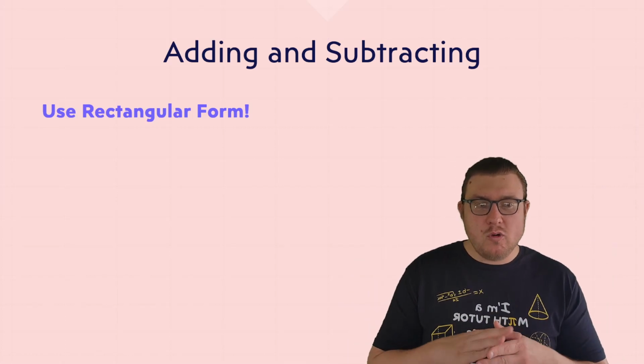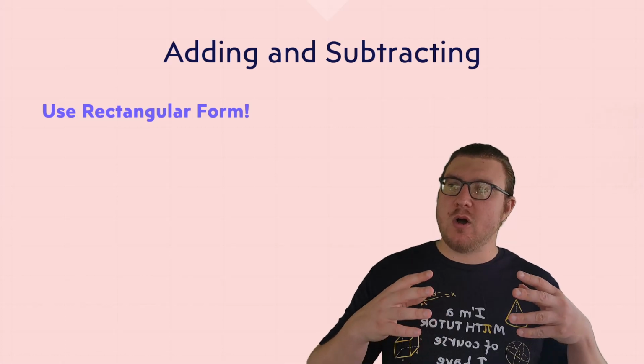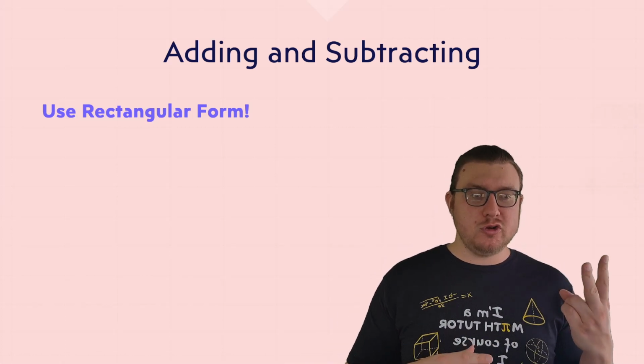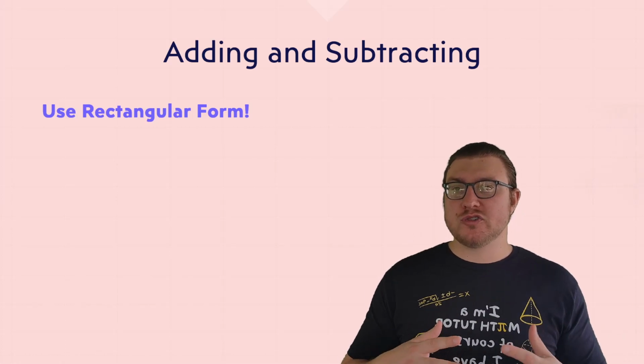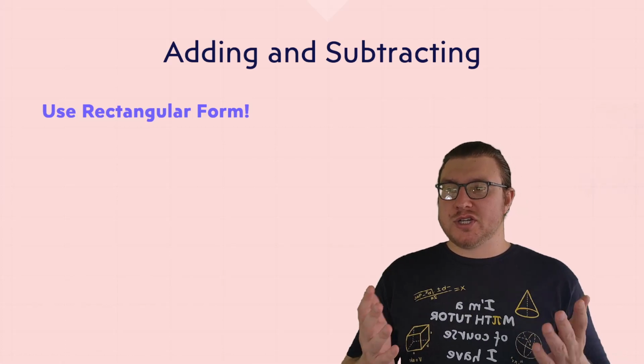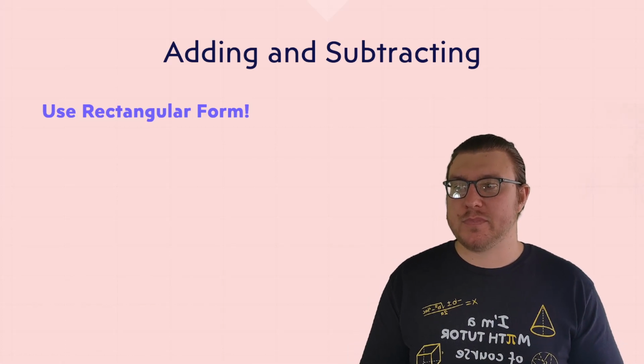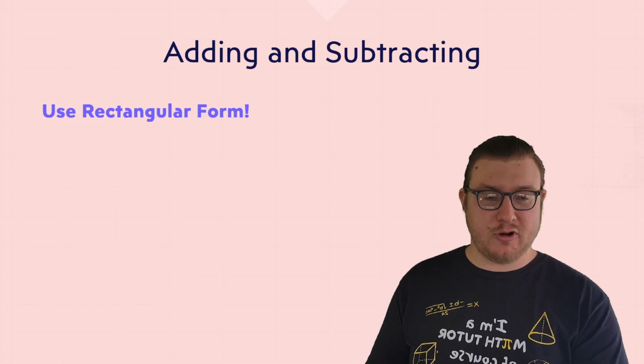Okay, now we know what complex numbers are. We know how we structure them. We've got 2 ways, rectangular form and polar form, on how to write them down. So let's do some calculations. Shall we start with adding and subtracting? Let's have a look at rectangular form.